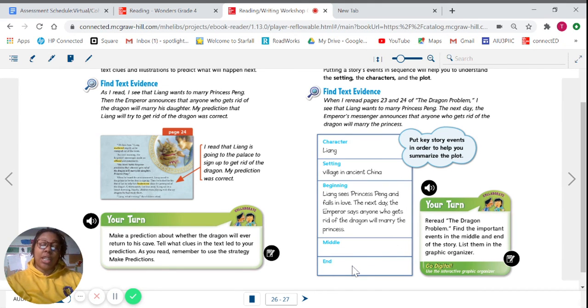So I hope you guys had a good time reading our story, making predictions, and sequencing all of our key story details.